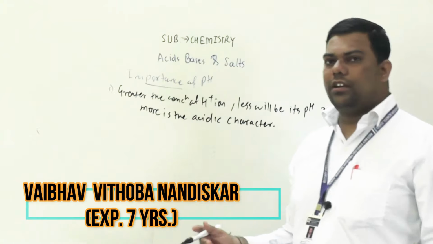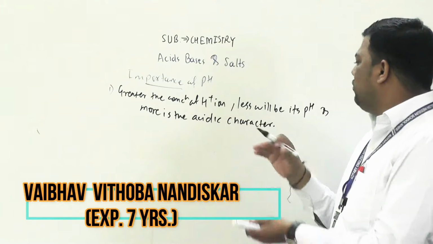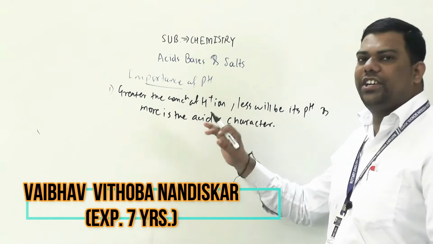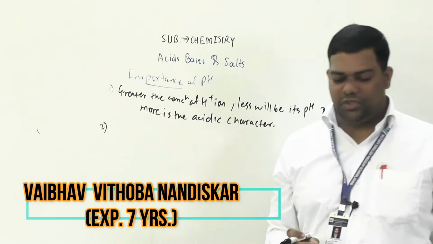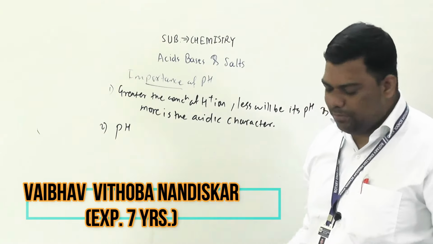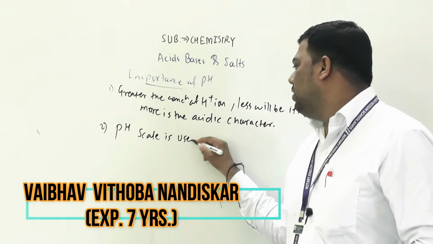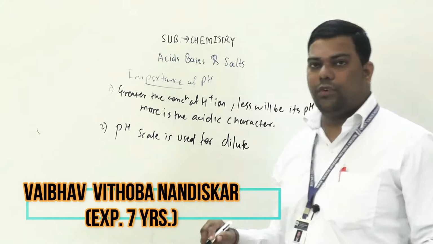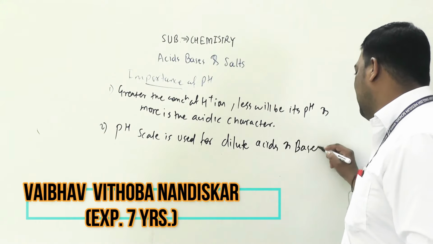These are very important. Greater the concentration of H plus ions, less will be its pH, and more is the acidic character. Second, the pH values, or we can say the pH scale, is used for dilute acids and bases.